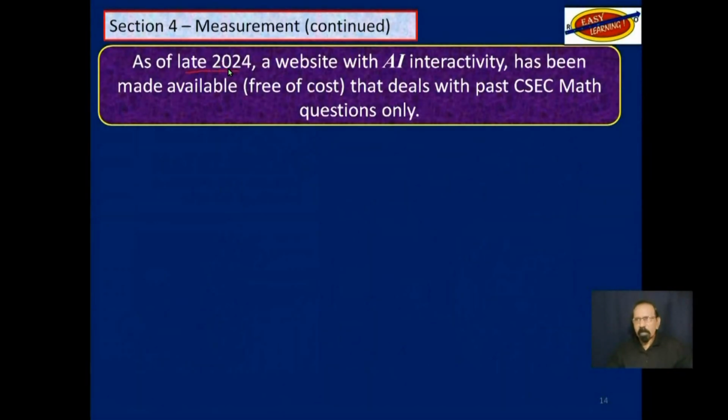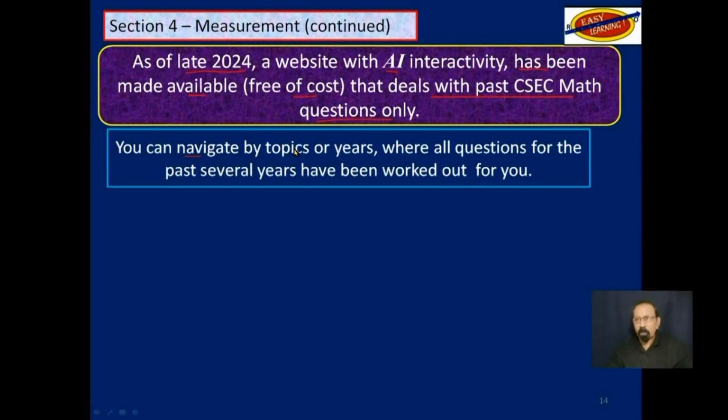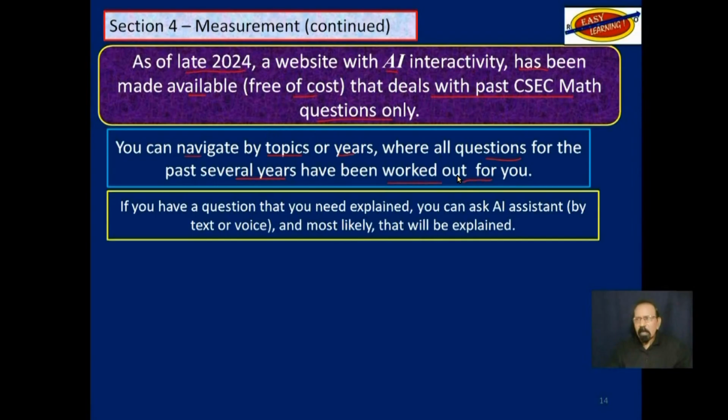Also, as of late 2024, a website with AI interactivity has been made available, free of cost, that deals with past CSEC math questions only from paper 2. You can navigate by topics or years, where all questions for the past several years have been worked out for you. If you still have a question that you need explained after that, you can ask the AI assistant either by text or voice, and most likely that will be explained for you.